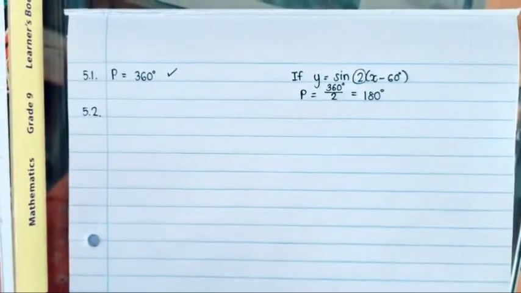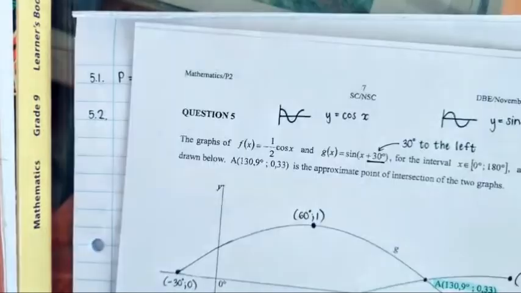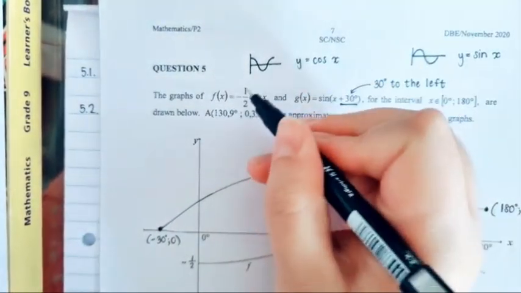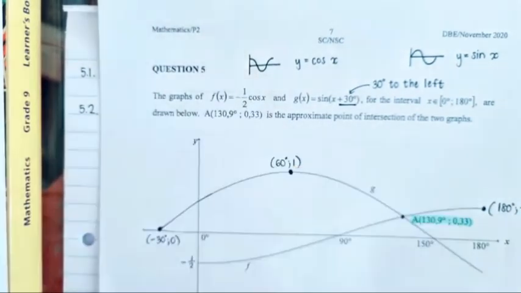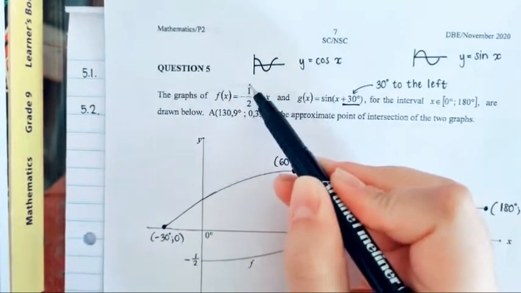5.2. 5.2, they're asking for the amplitude of F. Now, we have discussed it already. F is this graph over here. All right, the A value of F is negative a half. But, guys, the A value can be negative. I'll talk about the restriction just now. It doesn't actually have an effect on anything here, but it's fine. I'll get to that now.